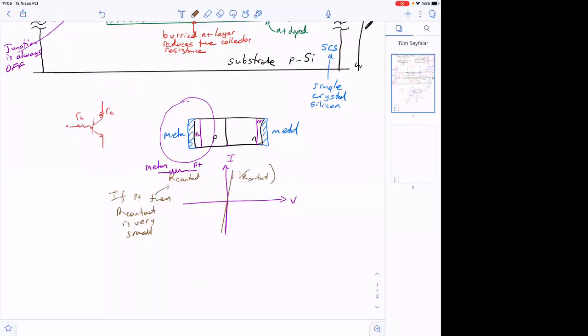What happens if we do this? Let's say we have an N doped region, lightly doped, and then metal.